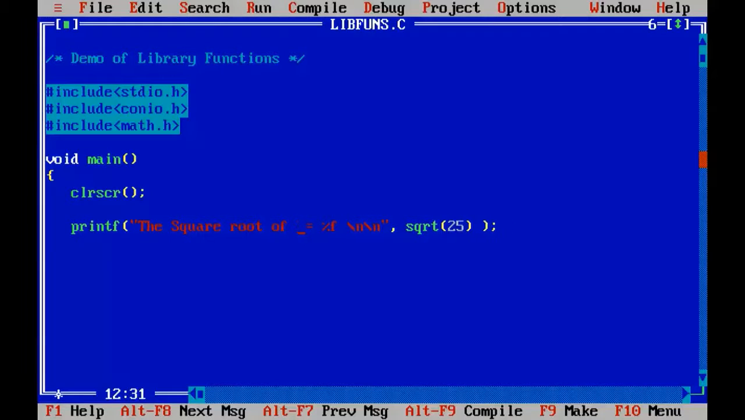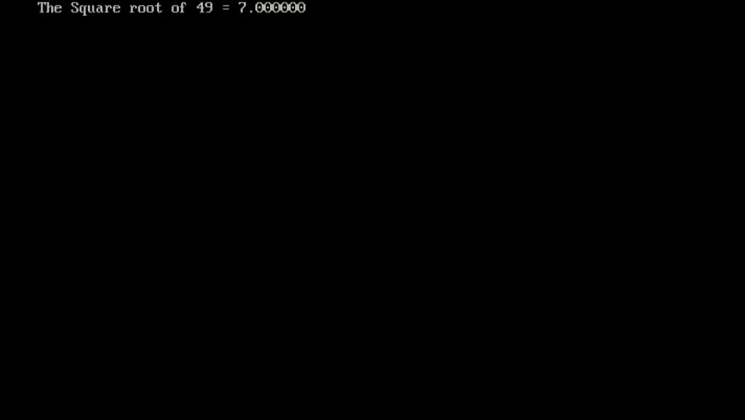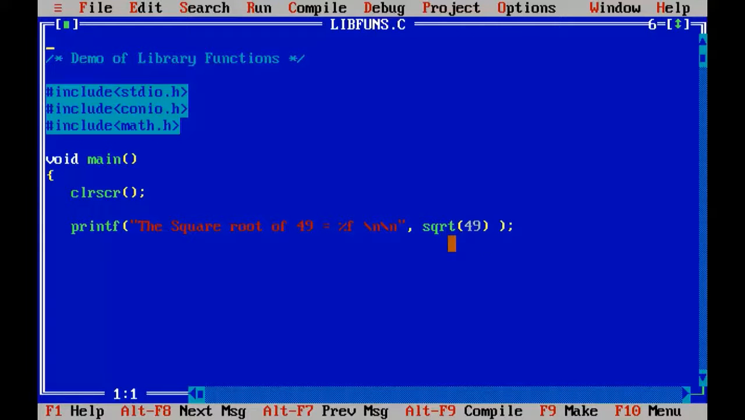So let us calculate for 49. Control F9. So the square root of 49 is 7, right? That's how we can achieve the square root function. I'll just comment this statement here.